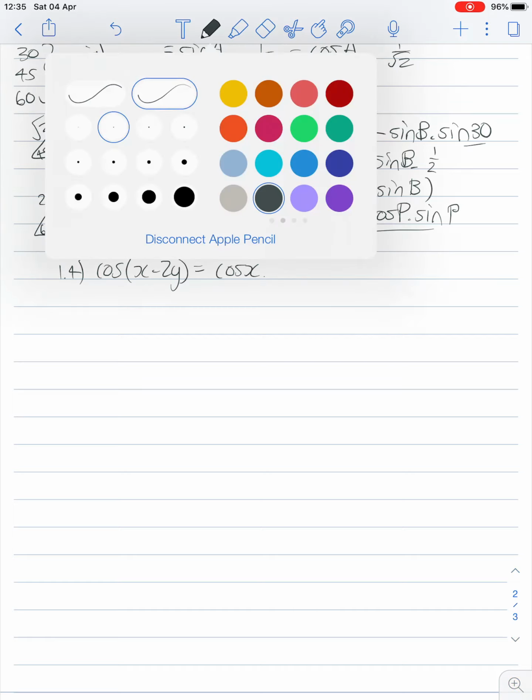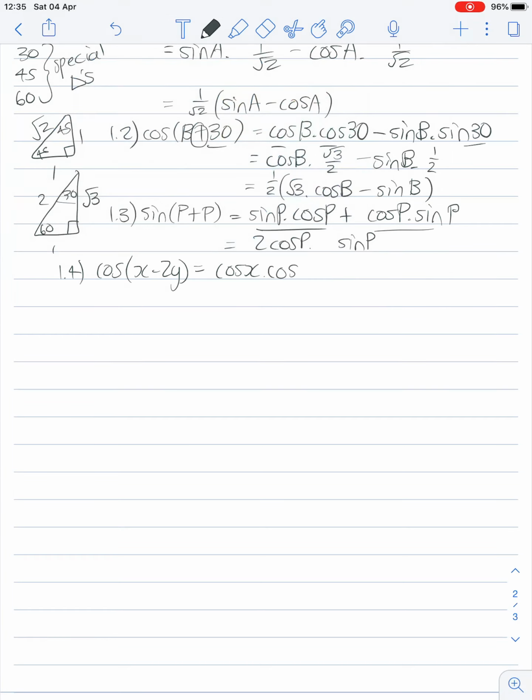Okay, back on board. Okay, cos x times cos 2y. Your sign's different, it's the opposite, plus sine x sine 2y. Is there anything I can do there? No, I'm done. So 1.4 is done.